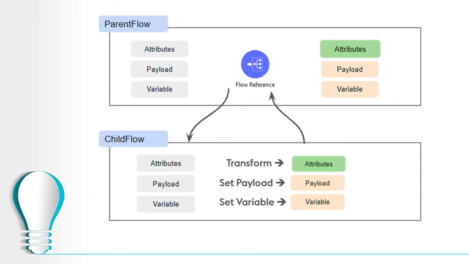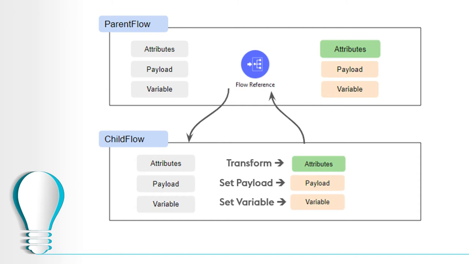If you want to replace or update your variables, you can use set variable and then you can update your variables. So when you receive original attributes, payload, and variable, and you're using transform attribute, set payload, set variable, you're transforming and updating all these Mule event parameters. And when you're sending it back to your main flow reference, all these three will be updated.